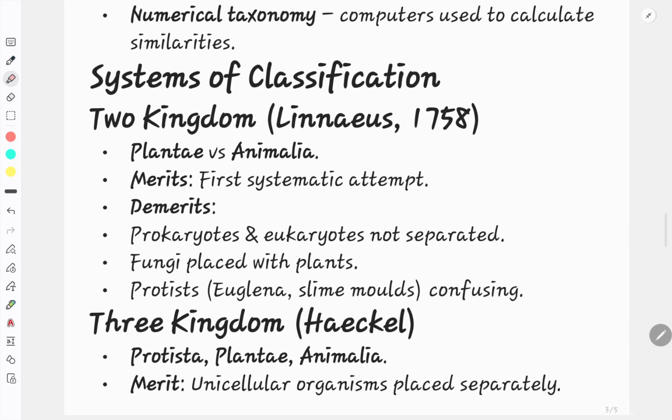Systems of classification. The first one to classify organisms, as we remember, is Carolus Linnaeus, and he classified two kingdoms, plant and animal. Merit: the first systematic attempt was given by Carolus Linnaeus. Demerit: he put the prokaryote and eukaryote in the same group. Fungi were placed in the plant kingdom, and protists like Euglena and slime moulds too.